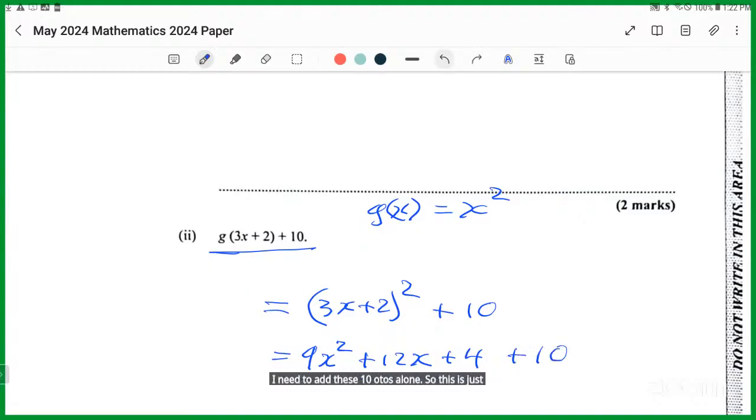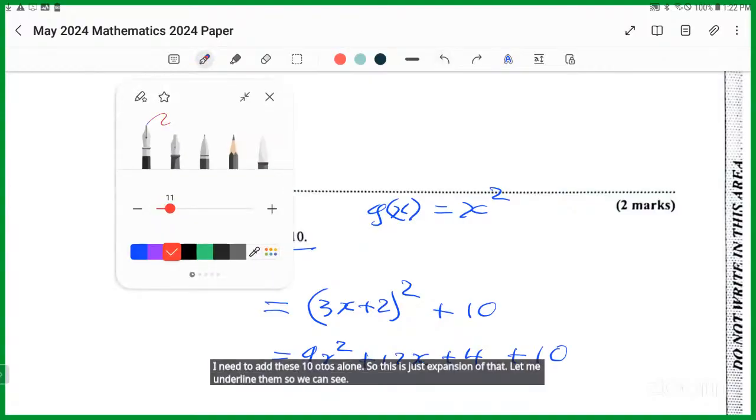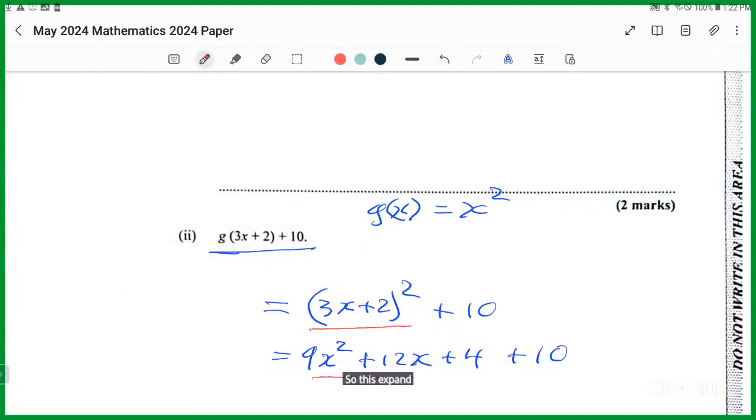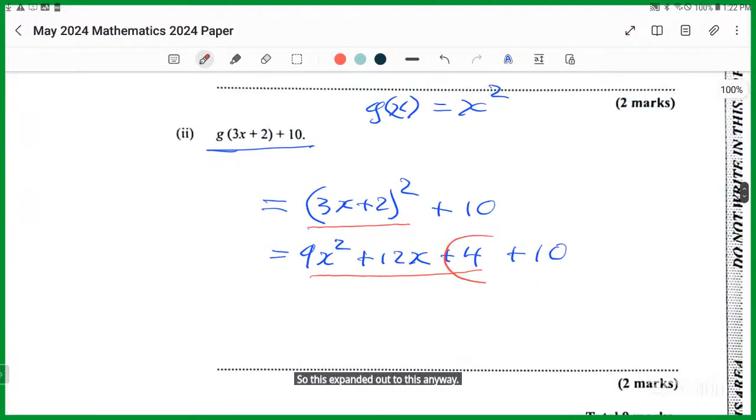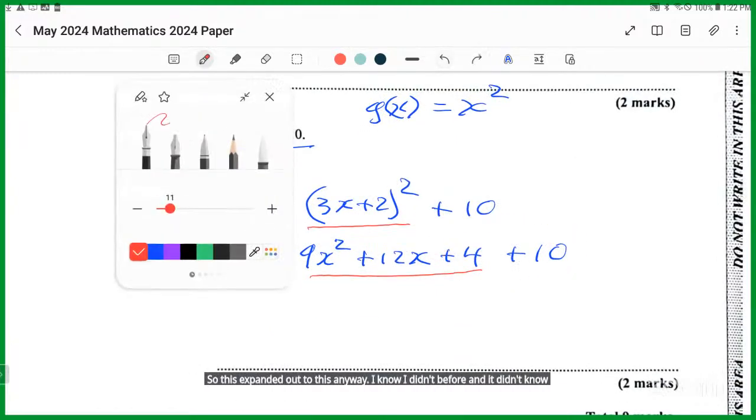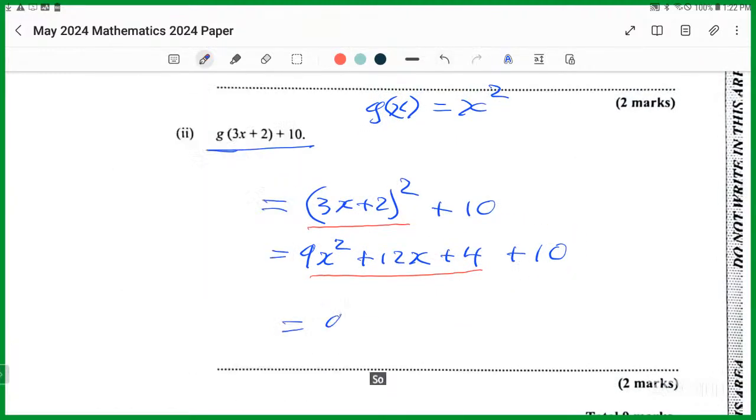Let me underline it so we can see. So this expanded out to this in red. And now we're adding the 4 and the 10 now. You get the final answer. So it becomes equal to 9x squared plus 12x plus 14.